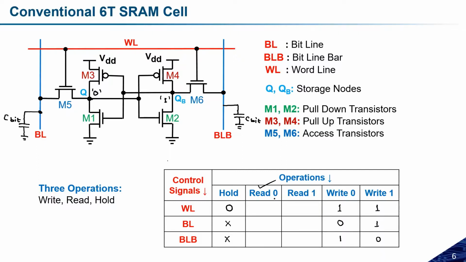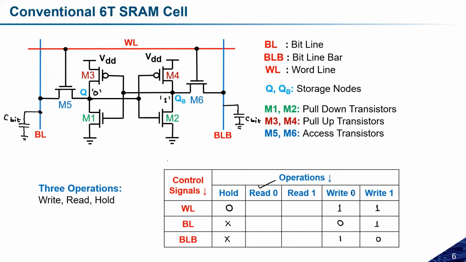I just told you before, like this read 0, read 1, write 0, write 1, all these operations are with reference to the storage node Q. So remember this point. This is really very important to understand, what is the reference I'm considering. Read 0 means I am reading the data from storage node Q. Read 1 means I am reading the data from storage node Q, something like that.